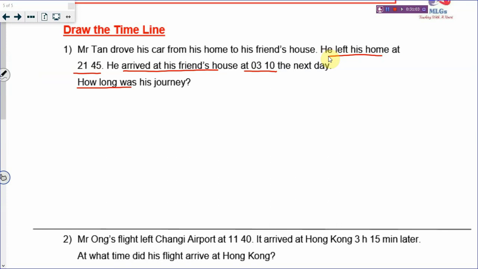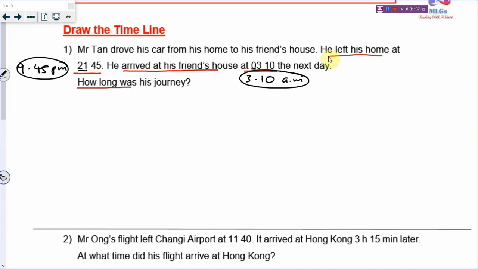For example, 21:45. What is the 12-hour time? The 21 is bigger than 12, so it has to be PM. So 21 minus 12 will be 9:45 PM. So I'm going to use this time to draw the timeline. And then he arrived at 03:10. So what's the 12-hour time? It is AM because there's a 0 in front. So it's 3:10 AM. I'm going to use this time for my timeline.